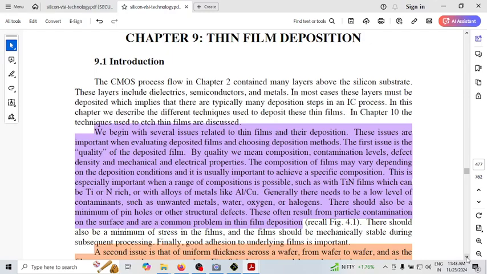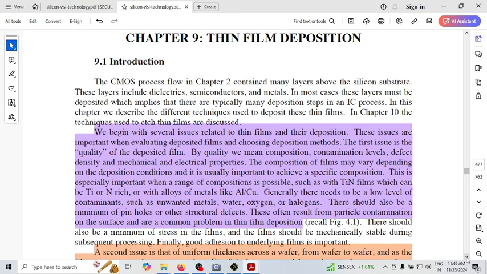Hi students. So in this video we try to understand the thin film deposition in VLSI process. So in the previous video we have seen different masks, and we said that in each of the masks we want to have N well and P diffusion, N diffusion, metal deposition, polysilicon deposition, thin oxide deposition, all those things. So here we are going slightly deeper into the understanding of thin film deposition.